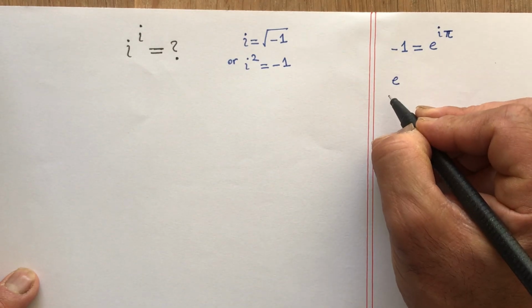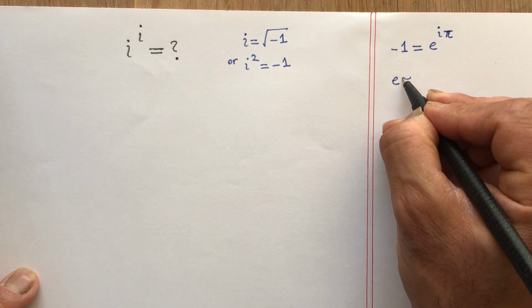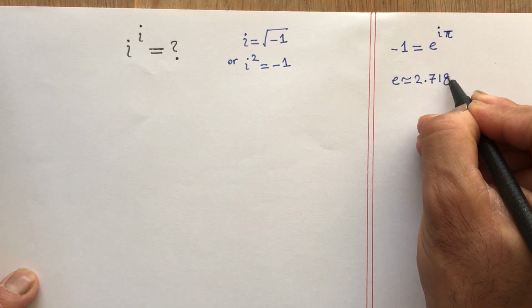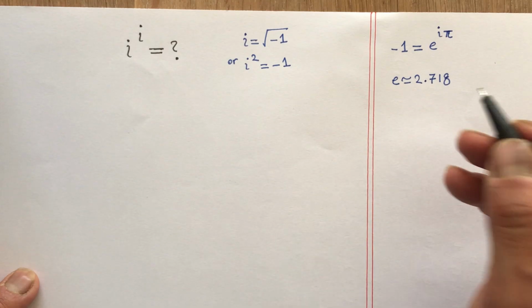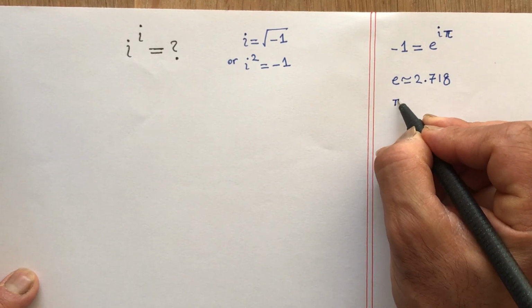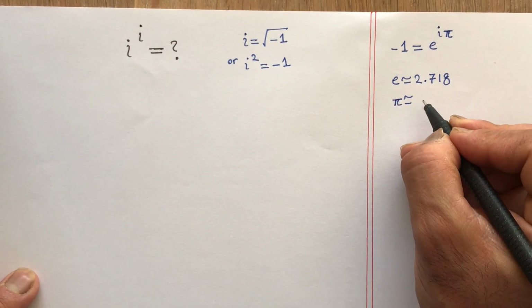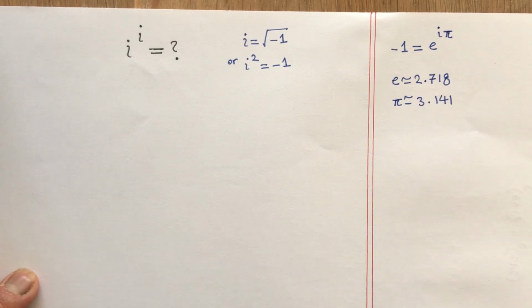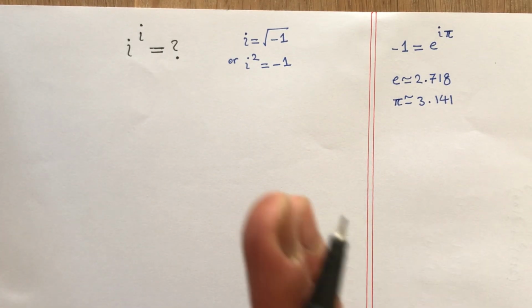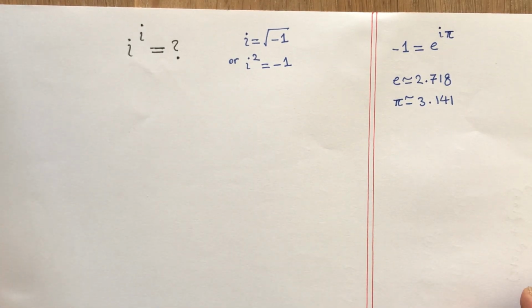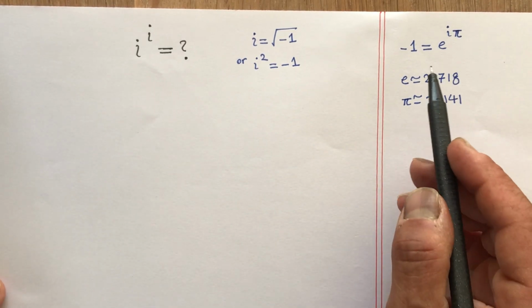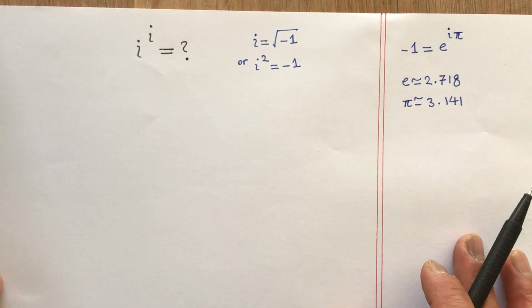The Euler number is approximately 2.718 and other numbers, but it's approximate, and pi is approximately 3.141 and other numbers. We can use this form to find the solution of this expression. For now, we start from this equation here.